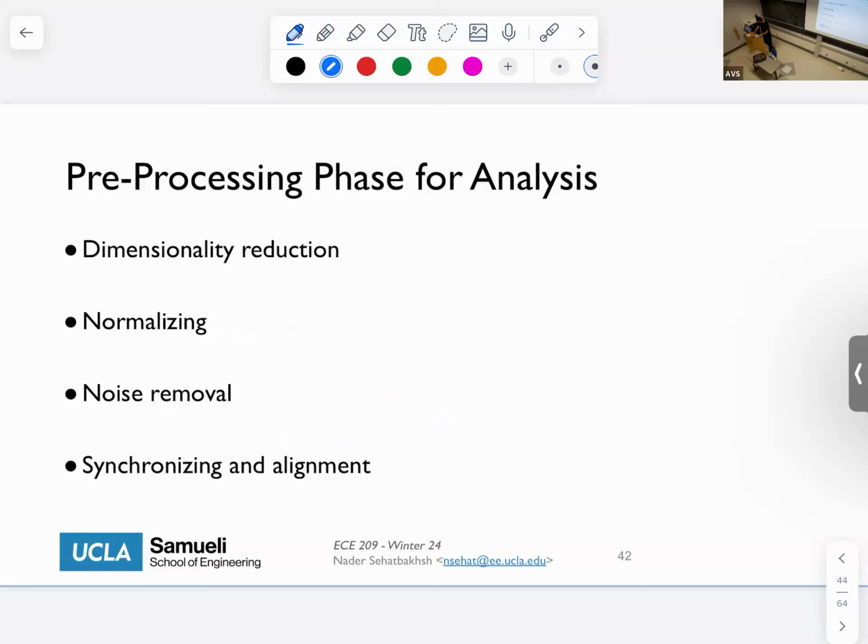As I said, noise removal, synchronization, and alignment are a big part of any sort of physical side channel attack, because you need to know exactly where things are happening. If you don't know, then your system won't work.